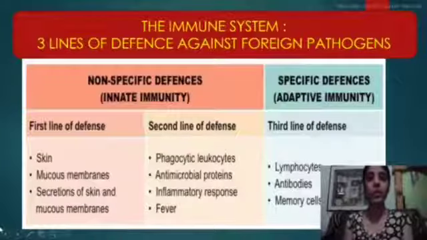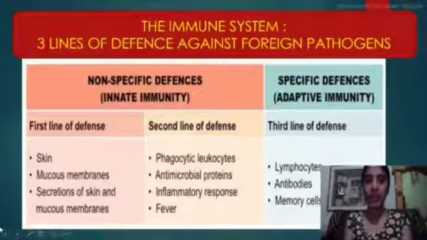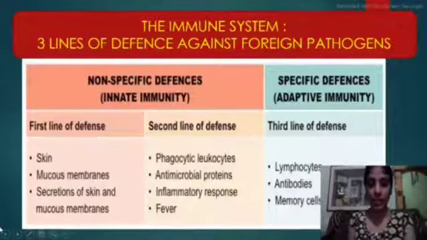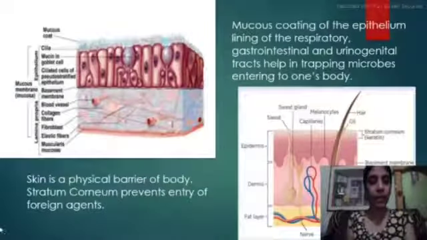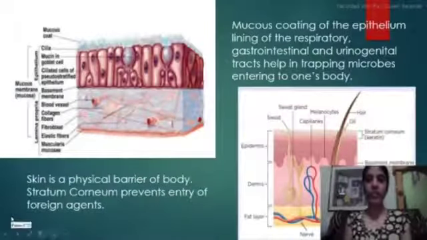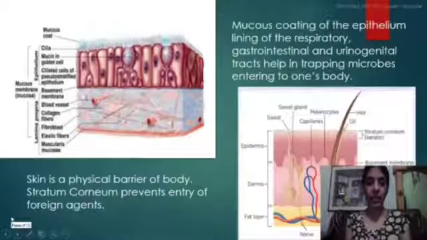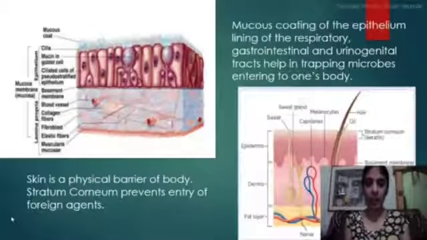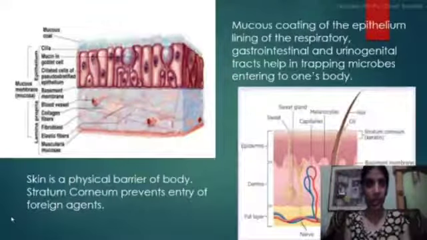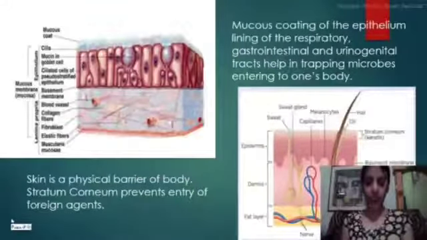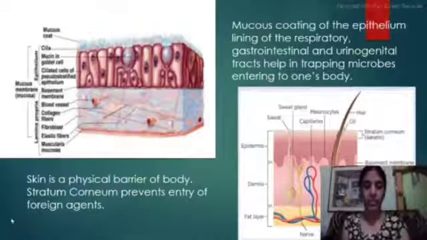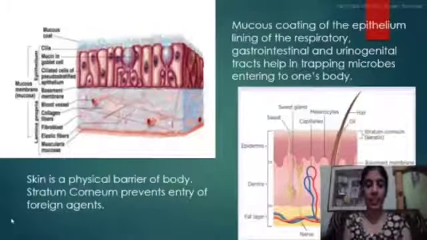So, the immune system consists of three lines of defense against foreign pathogens. So, the first line of defense includes the physical and chemical barriers to prevent the pathogens. Skin is a physical barrier of the body. Stratum corneum prevents entry of foreign agents.